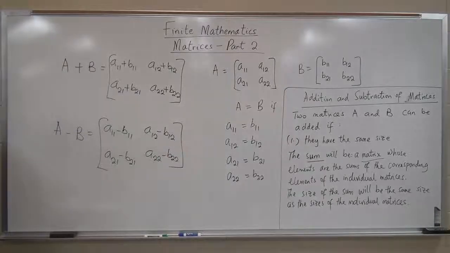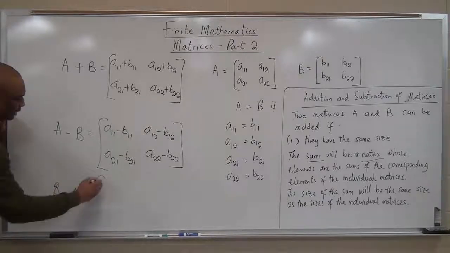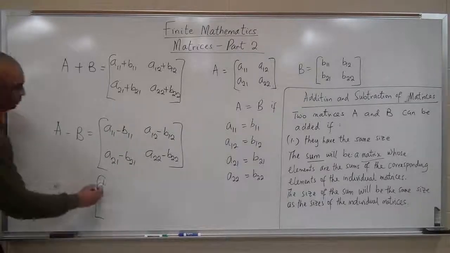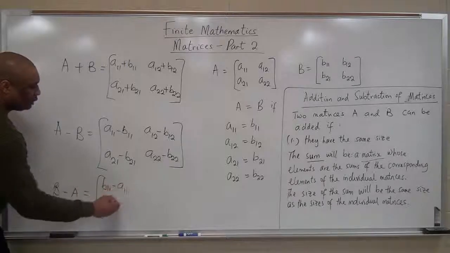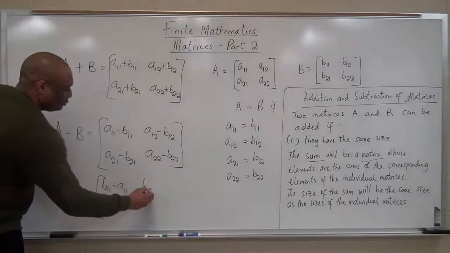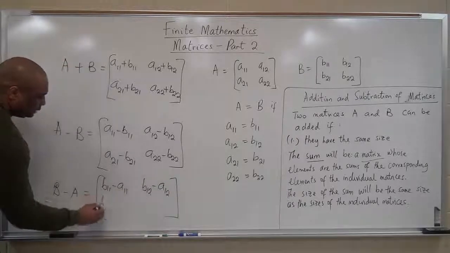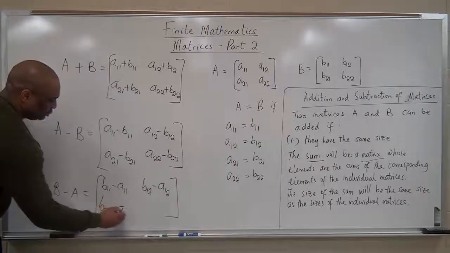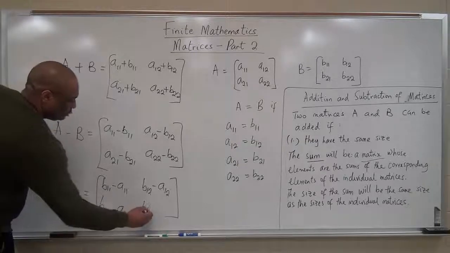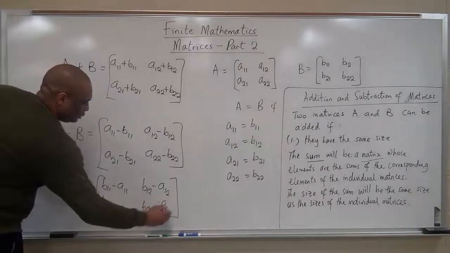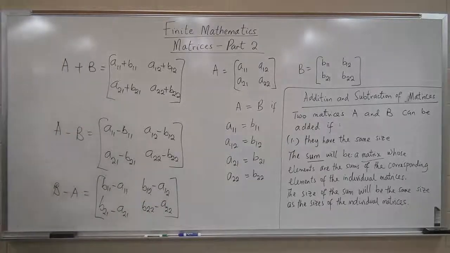Now what if we have B minus A? If we have B minus A, what do you think it will be? It will be B11 minus A11, B12 minus A12, B21 minus A21, B22 minus A22. That will be the difference.